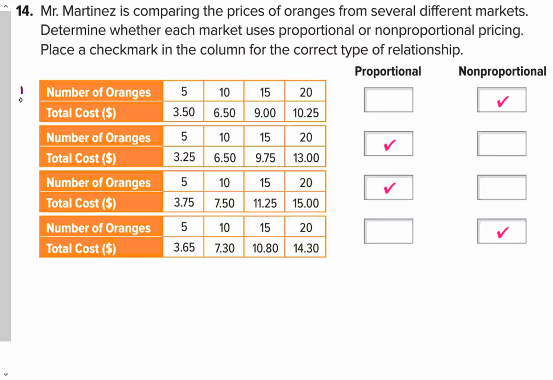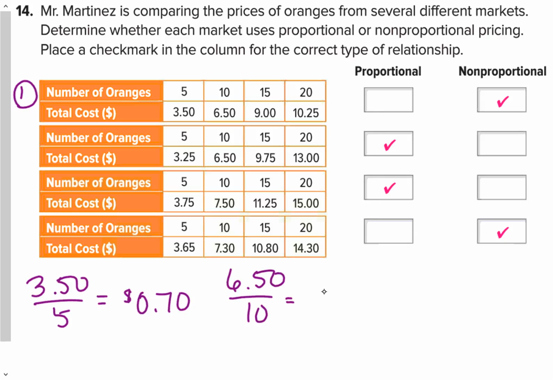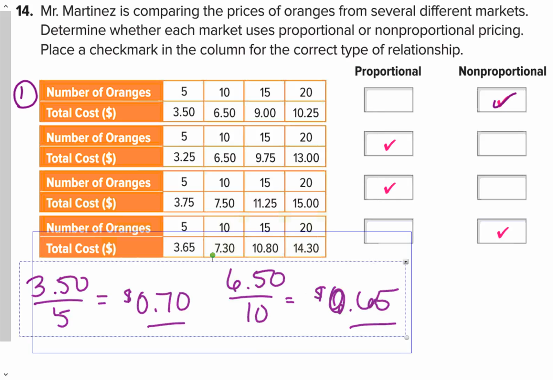So let's start with example number 1. So we got 350 over 5. That equaled 70 cents. And then we got 650 over 10. That equaled 65 cents. So already we have two ratios that don't match up. So we know it's non-proportional, and that's why we put a check mark right there. Okay, let's do the next one.